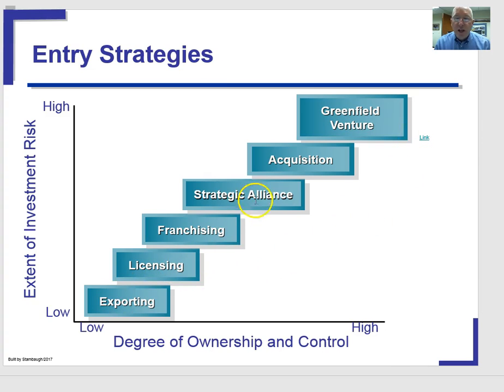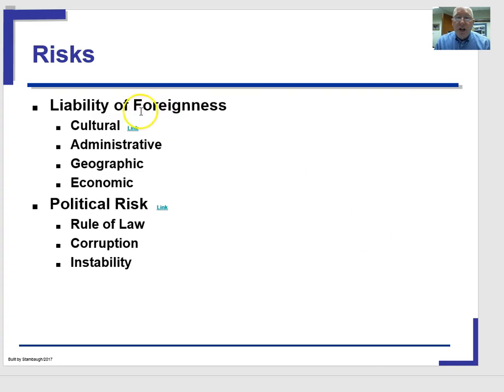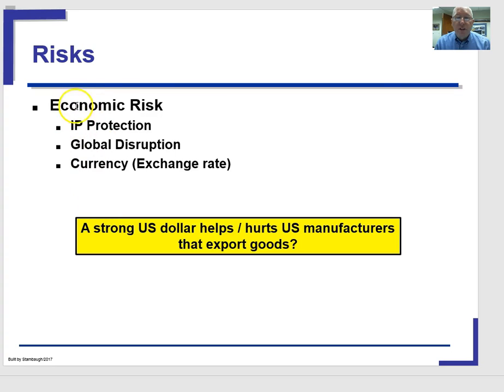Then we talked about the various ways that you enter a foreign market or a global market, and there are several questions that come out of this chart, so make sure you're familiar with all of the different entry strategies. There is discussion of the risks, so be familiar with the difference between a liability of foreignness, a political risk, and the economic risk. And there's also a question as to whether somebody is going to want a strong or weak dollar, and it's not so much a dollar, it's just the home currency. And I believe, I'm just looking down to make sure, that will tackle everything in our global chapter.